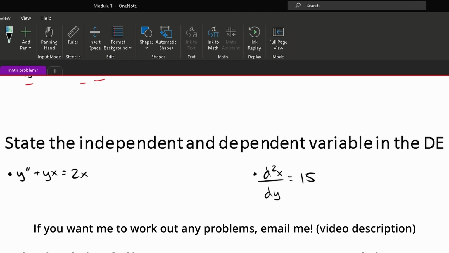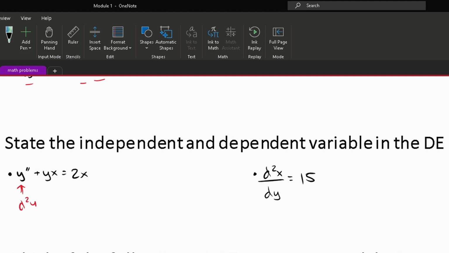So for the first one on the left, which is the independent and which is the dependent? The one that is independent is going to be our x. And the reason why it's our x is you can look at the differential equation part, and this makes it really easy to tell. You can say that this is d2y over dx2.